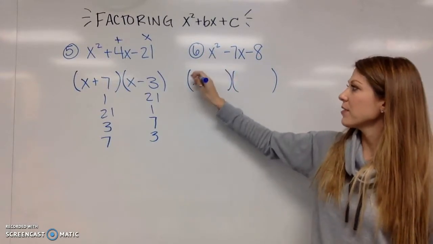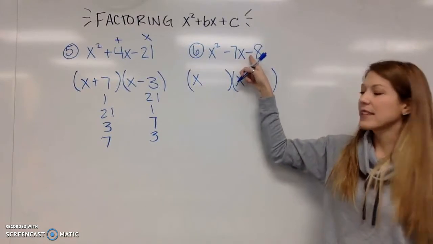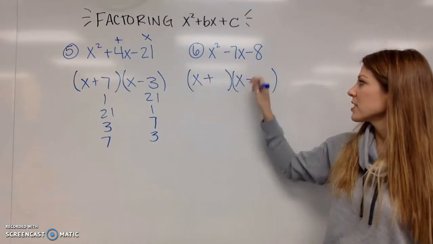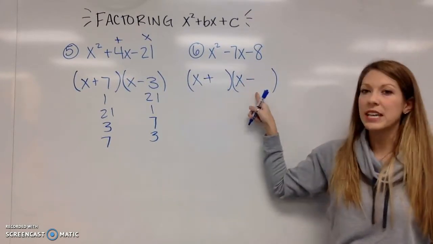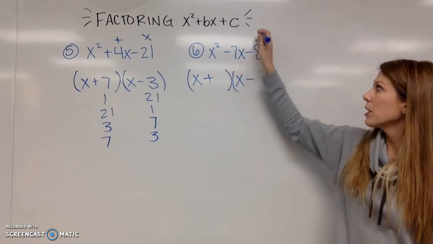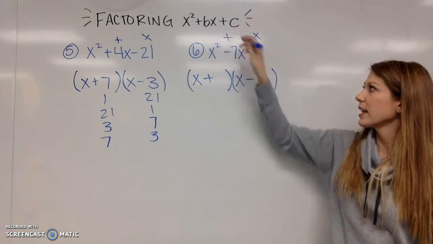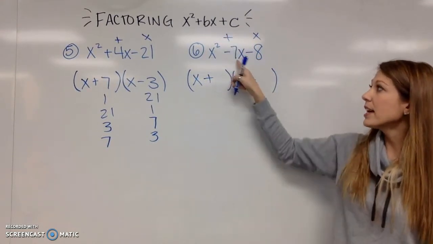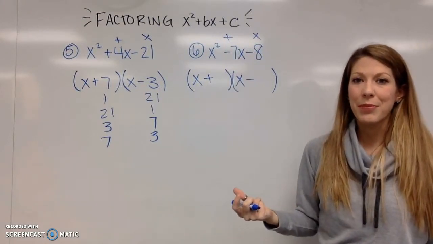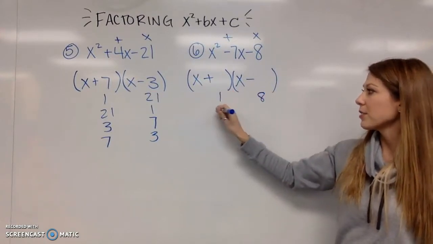So again, leading coefficient is 1, so we can go ahead and put x and x right there. Our sign in the back is a minus sign, subtraction sign, which means our two signs in the two sets will be different. One will be positive and one will be negative. And then they need to multiply to get negative 8, but when we add them together, we get negative 7. And because when we're adding them, we get negative 7, that means our bigger number is the number that's going to be negative. So some factors of 8, we have 1 and 8, or 8 and 1.